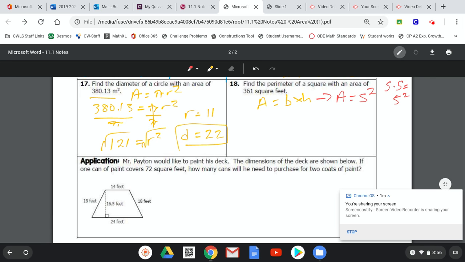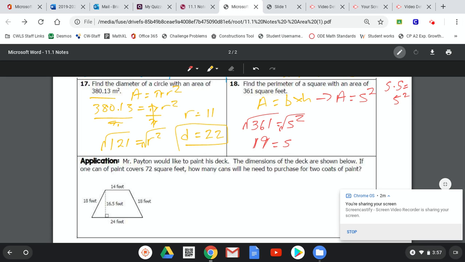So for this one, it tells us our area is 361. So for this, it's going to equal our side squared. Well, looking back at number 17, what do we do when we have a number squared? We take the square root of it. So we take the square root of 361, and that gives us 19. So our side here is 19. I'm using S for side. So 19 is our side.